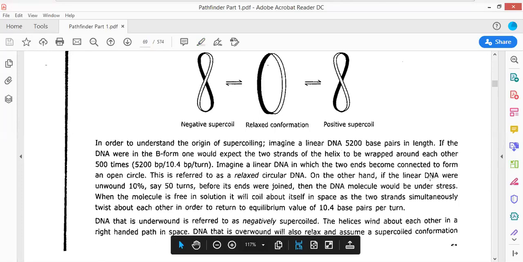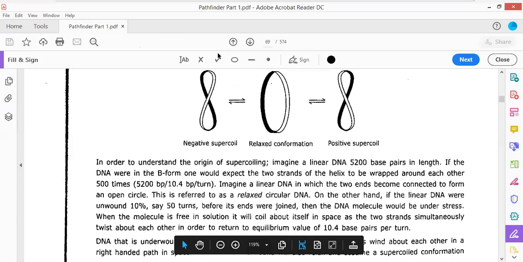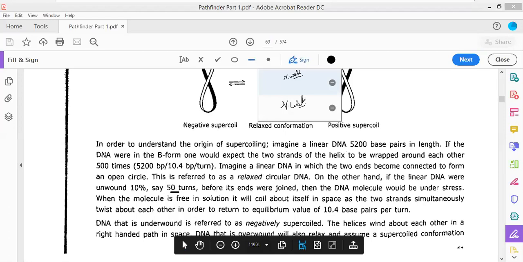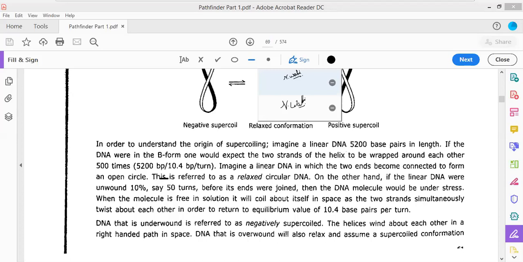On the other hand, if the linear DNA was unwound by 10%, that is 50 turns are unwound before its ends are joined, then the DNA molecule will be under stress. When the molecule is free in solution, it will coil about itself in space as the two strands simultaneously twist around each other in order to return to the equilibrium value of 10.4 base pairs. The DNA is underwound and is referred to as negatively supercoiled. A very, very important line. I'm going to make you understand this line particularly from the Pathfinder. In yesterday's lecture, I already showed you the different animation. Part of that animation will be shared with you all, so do not worry about that.